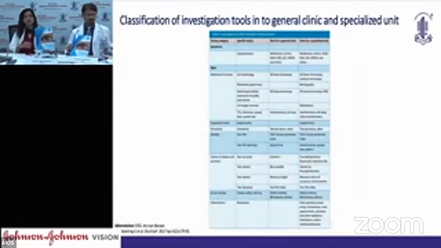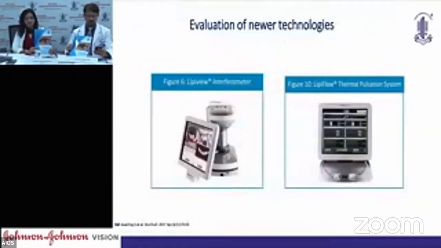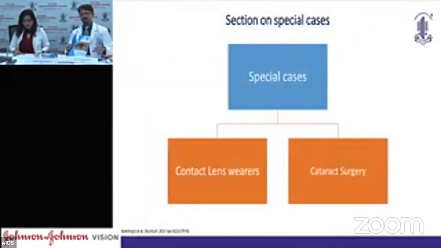It is going to be an important document to read and to educate yourself in the field of Meibomian gland disease. So with this, over to Dr. Rohit Shetty, who is going to be talking on the procedural treatment for dry eyes in India.